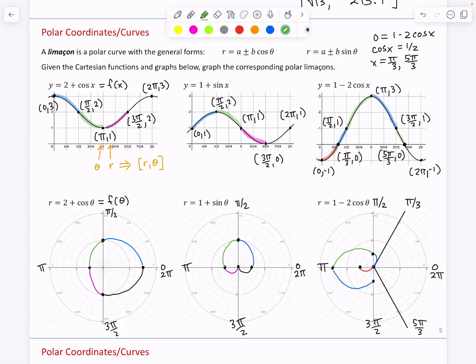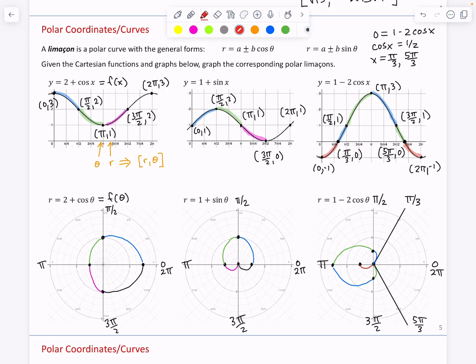Now let's focus on this next green portion of our rectangular curve. Theta will increase from 3 pi halves to 5 pi thirds, and r will shrink from 1 to 0. Now let's do this final portion in red. Let me take this ray and extend it into the second quadrant. As our angle varies from 5 pi thirds to 2 pi, because r is negative, we're actually going to be drawing over here in the second quadrant. And we'll wind up closing off that inner loop.